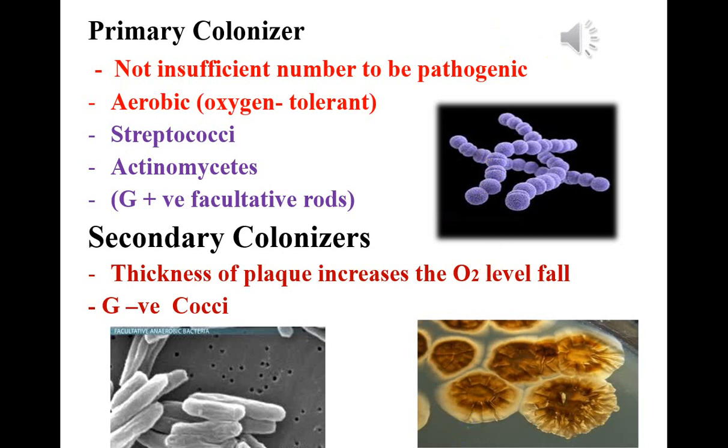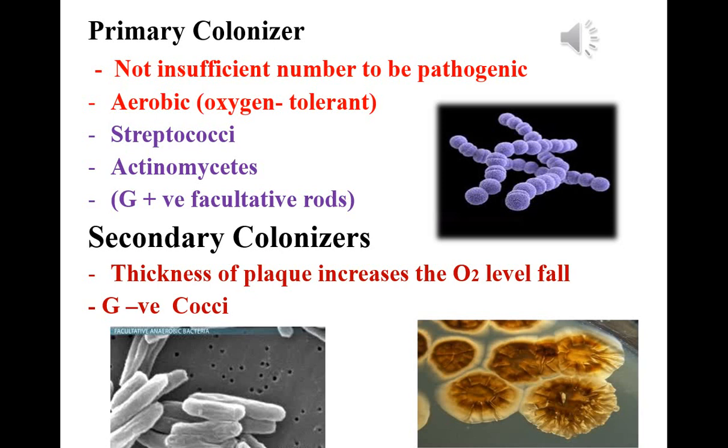We have two terms: primary colonizer bacteria and secondary colonizers. The primary colonizers are the first bacteria that adhere to teeth surfaces, and usually they are in an insufficient number to be pathogenic. Also, most of the time they are aerobic, that means they are oxygen tolerant. The first bacteria to adhere to the tooth surfaces are the cocci, especially Streptococcus, in addition to actinomycetes, gram-positive facultative rods.